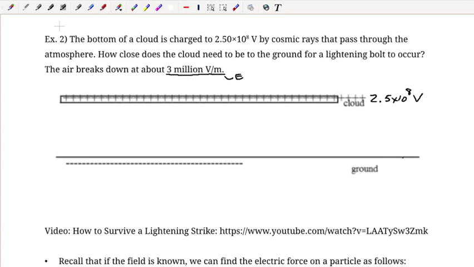Now, normally the ground is actually neutral. It would be at 0 volts. So we need to figure out what separation distance between the clouds and the ground would produce this 3 million volts per meter.